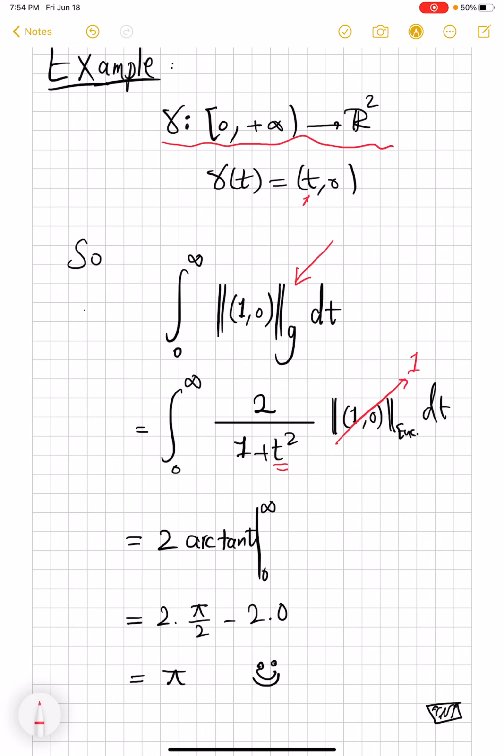Now I happen to know the antiderivative of 1 over 1 plus t squared. That becomes arctan. Arctan of infinity is pi over 2. Arctan of 0 is 0. You end up with pi. And that confirms, at least it tells us that we haven't computed some nonsense formula.